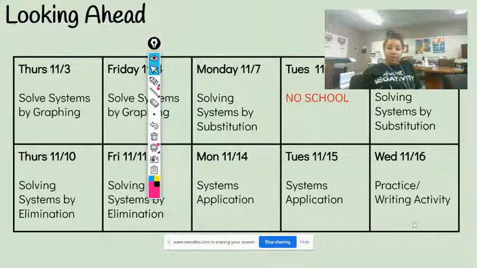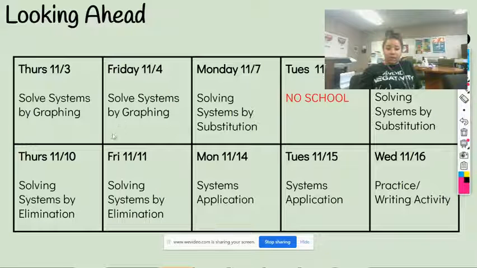Okay. So this is the outlook of what this week looks like. Today's Friday. So you're going to be doing solving systems of equations by watching this video. And then I'm not going to see you till Wednesday. So then we'll be doing solving systems by substitution that day. And then on Friday, we'll be doing solving systems by elimination. And then that Tuesday, we'll be doing systems application. And then after that, we'll be doing a practice writing activity.